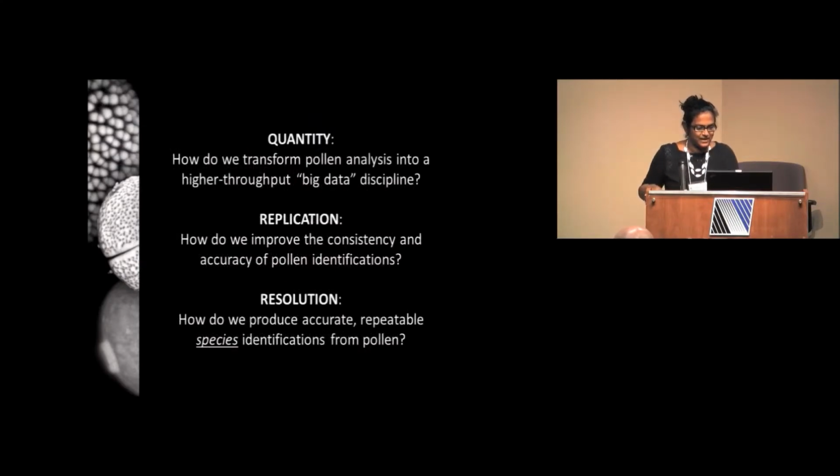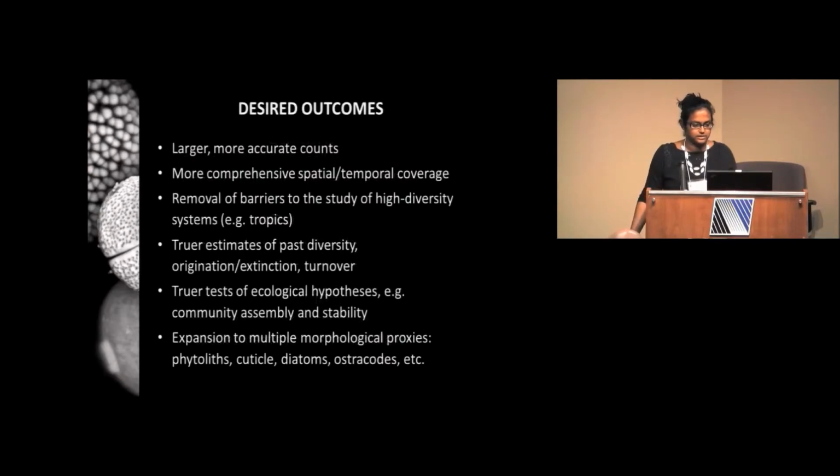So I took a lot longer than I thought, but basically the three big questions I'm looking at is improving the quantity. How do we transform pollen data into a bigger, higher throughput analysis, right? How do we improve the consistency and accuracy of IDs? And really, how do we get at the holy grail, which is species identifications, which is the currency of ecological data.